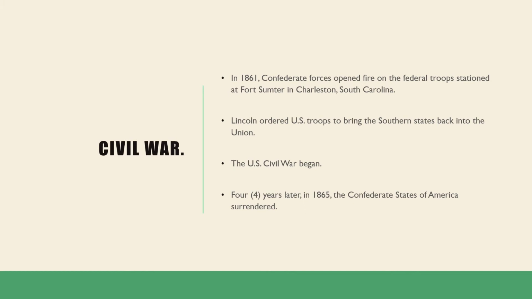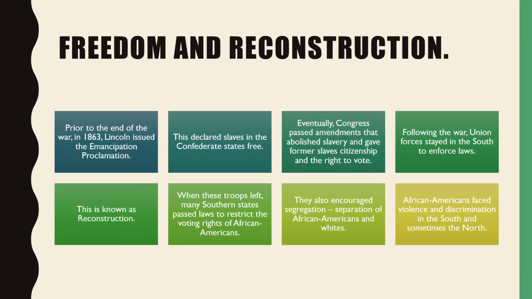Civil War. In 1861, Confederate forces opened fire on the Federal troops stationed at Fort Sumter in Charleston, South Carolina. Lincoln ordered U.S. troops to bring the southern states back into the Union, and with that, the U.S. Civil War began. Four years later, in 1865, after a very bloody and destructive war, the Confederate States of America surrendered.